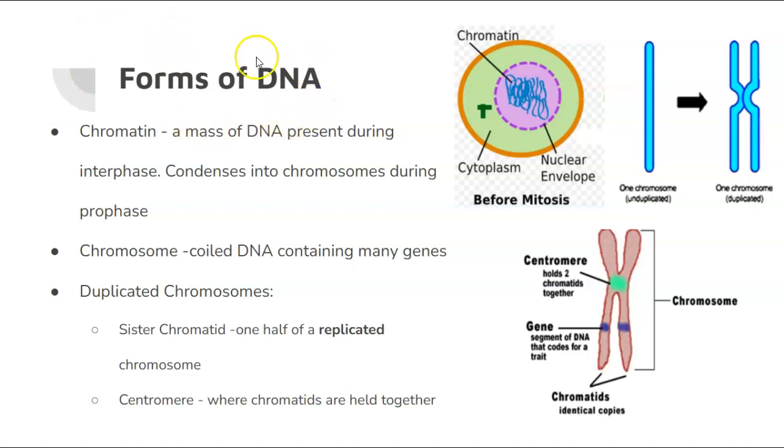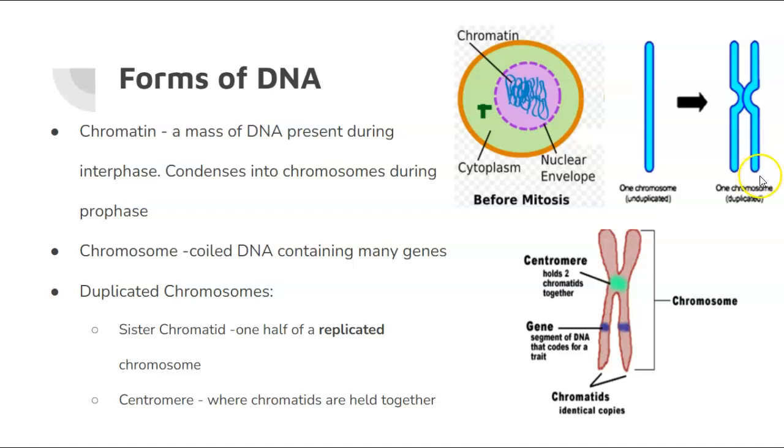So there are forms of DNA. Chromatin is this like squiggly bowl of spaghetti. It's a mass of DNA. It's present during interphase, and it will then condense into chromosomes during mitosis, during prophase, the first part of mitosis. So chromatin is squiggly, long and thin DNA, and then chromosomes are these like X-shaped things. They are coiled, supercoiled DNA, so they contain all of your genes, and that's how you actually go through mitosis, by forming chromosomes.